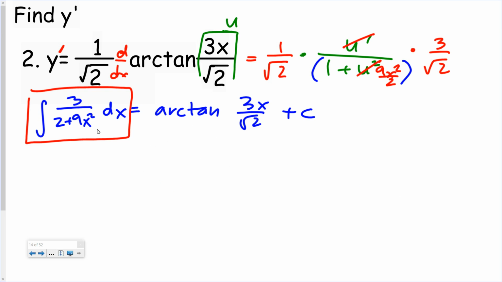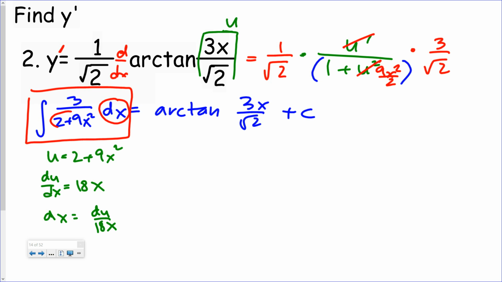All right. So if you have this on your test, the first thing I would do is say u is equal to 2 plus 9x squared. You always do regular u substitution first. Now, that means du dx is equal to 18x. You agree? And that means dx is equal to du over 18x. I'm doing regular u substitution. You don't know that it's an arcsine, arctangent problem. You always just do regular u substitution first. And then you replace two things. What two things do you replace? Your u and your dx. So let me go replace them. I'll get 3 over u times du over 18x.